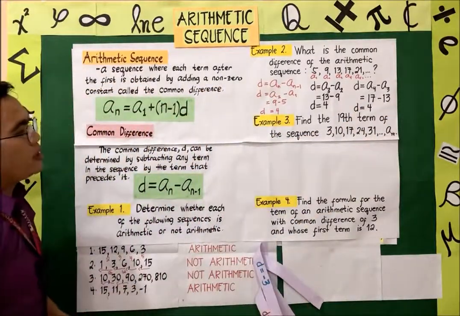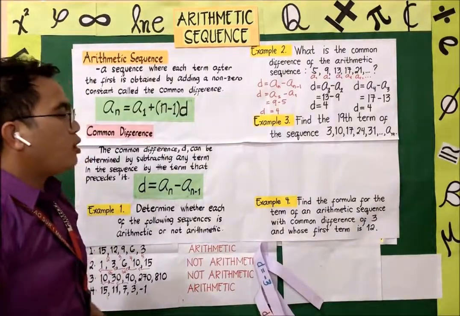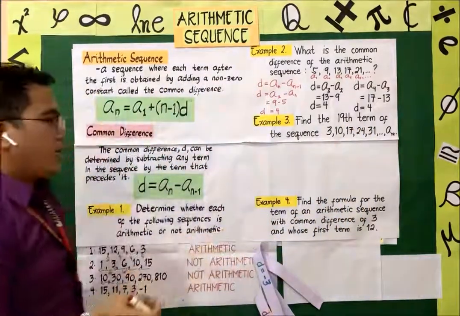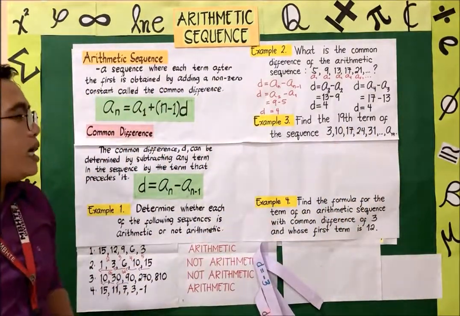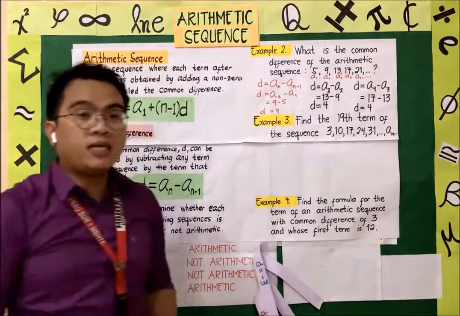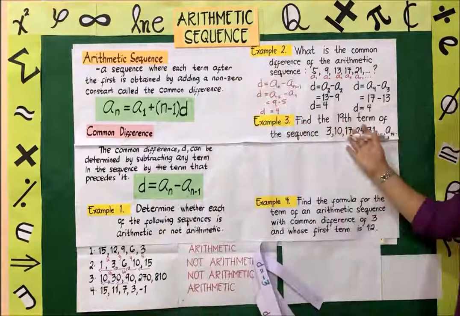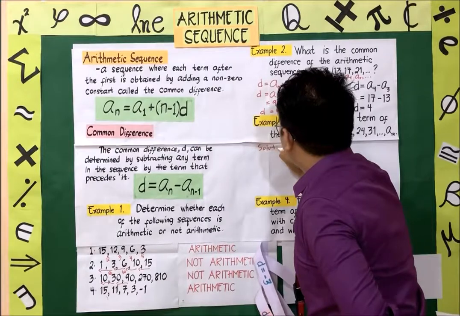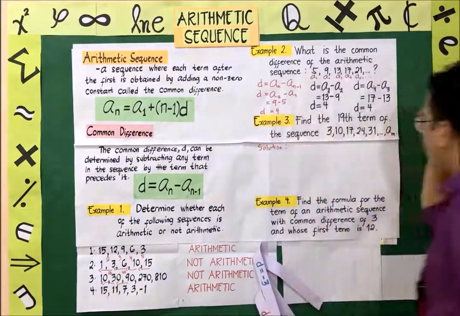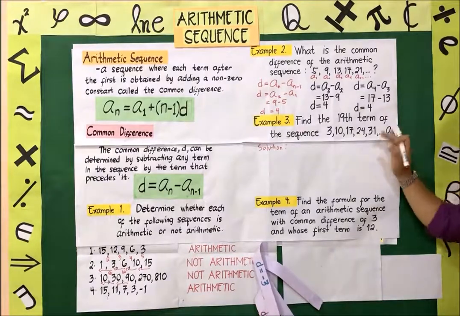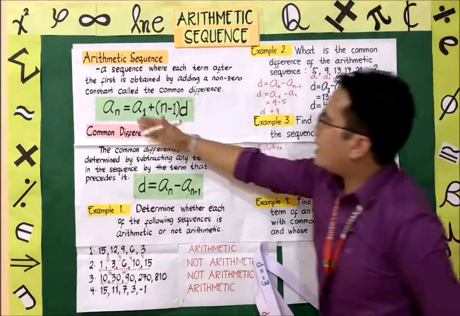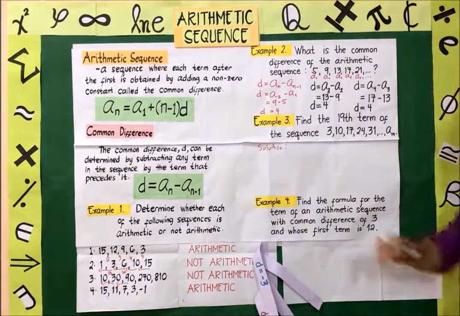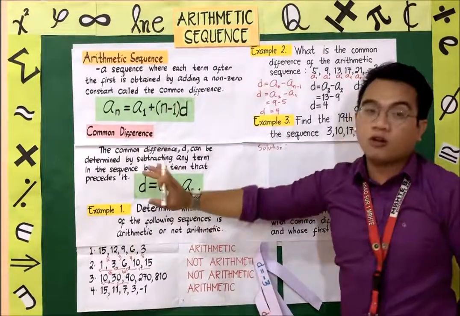Okay, for the example number 3, find the 19th term of the sequence 3, 10, 17, 24, 31 until A sub 19. So, hanapin lang natin dyan yung 19th term. So, paano natin mahanap yung 19th term? Given ito yung sequence. So, paano ba yung mahanap? Okay, so first, kailangan natin gamitin yung formula natin dito. So, kailangan muna natin hanapin kung ano yung common difference niya. Before we use this formula, kukunin muna natin yung common difference.